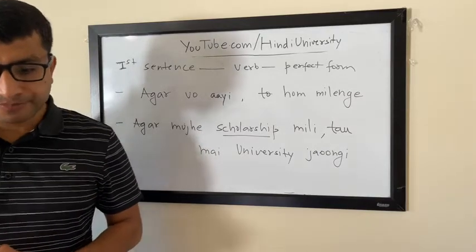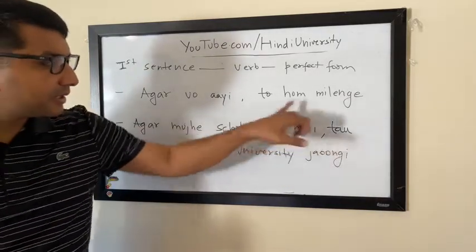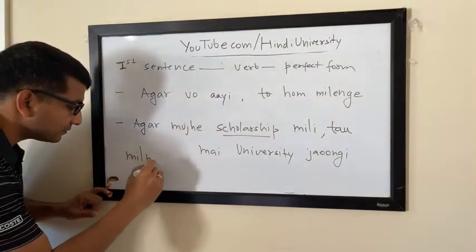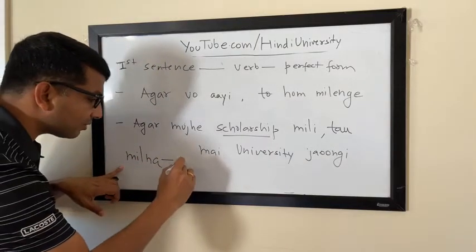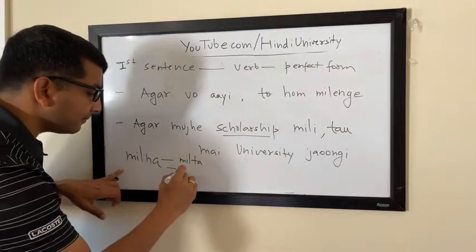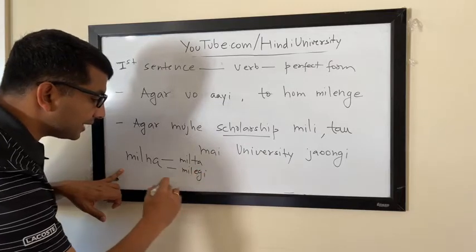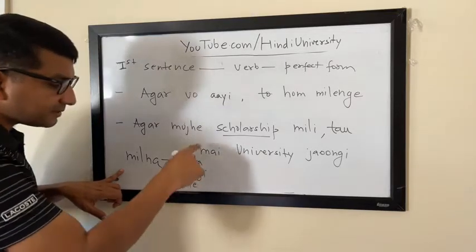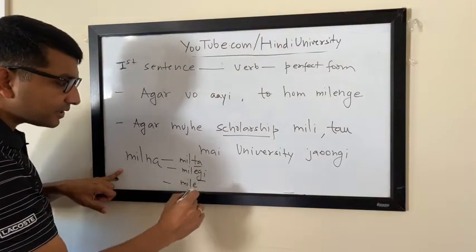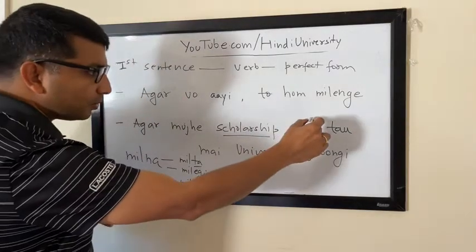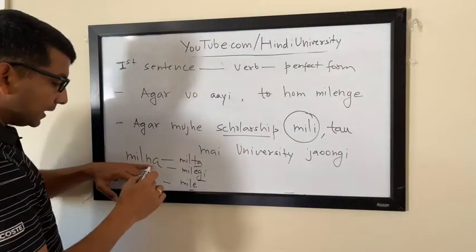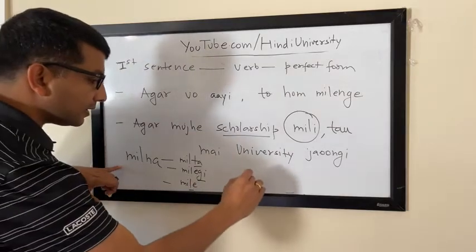to the university. Okay, and that's why you are changing the form of milna. In the previous three cases you said milta, I'm going to write down all of them, so you said milta, okay, and milegi, and the third one is mile. That's what we have, right? In the first conditional sentence we have three sentences: present indefinite, future indefinite, subjunctive. In this one only this part has changed, okay, to the past participle form, which is milna becomes mili.